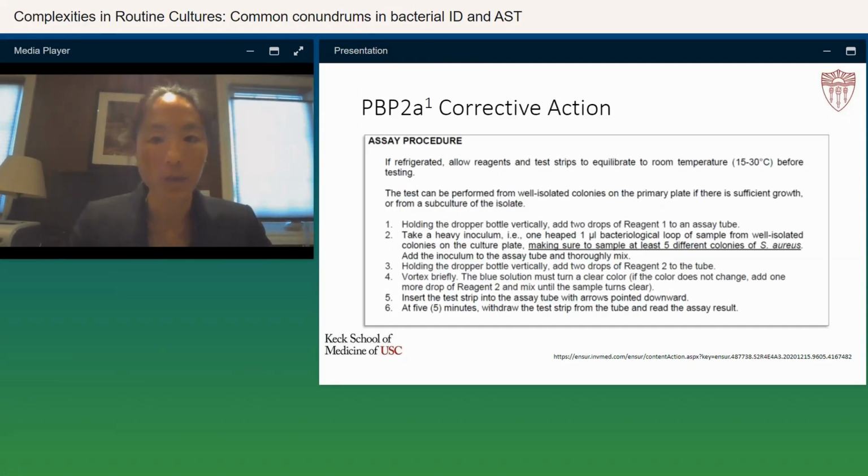Okay, and the other piece of corrective action was taking a look at our assay procedure for the PBP2A colony test. I don't believe we had this explicitly marked in our procedure, but now that we had this case happen, we made sure to add a little bit of verbiage here, underlined, that when we do the test, we make sure to sample at least 5 different colonies of Staph aureus, as we would for any susceptibility testing for Staph aureus, to try to minimize the impact of possible heteroresistance.